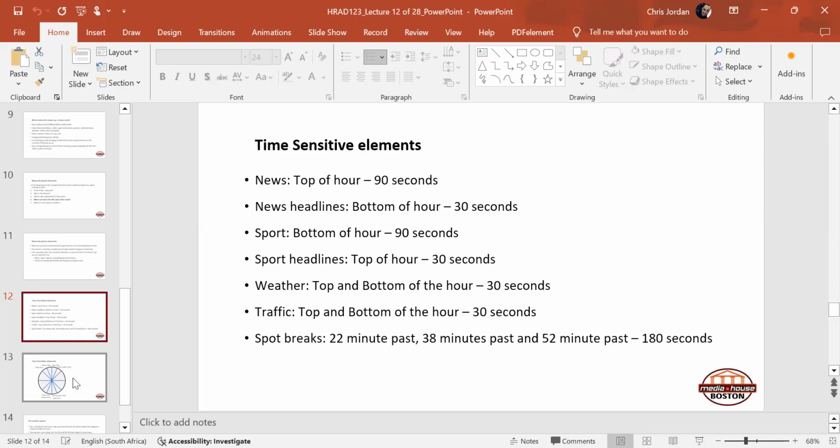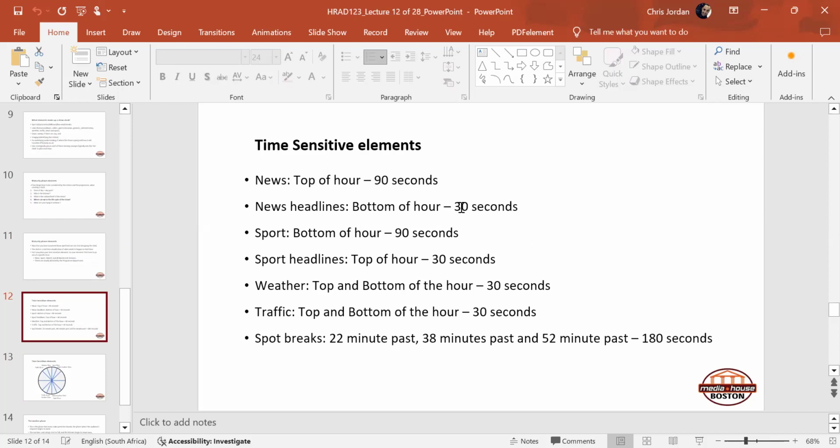So, time sensitive elements, as you can see, we're going to get to some of that in just a moment. Time sensitive elements: top of the hour news. Again, this is debatable from station to station. They can decide how long they would like their news to be, maybe 1.5 minutes, 2, 3, 4, 5, 6, 7 minutes. I'm saying up to 6 minutes in talk radio.